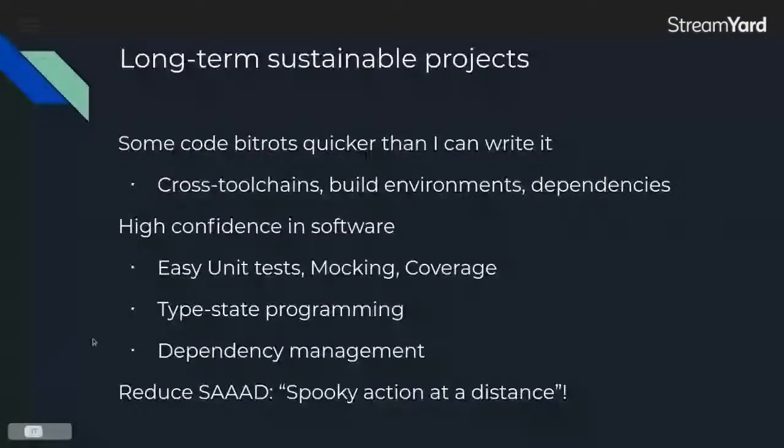So to zoom out again a little bit, as we have been doing, why do this? Why fiddle with these types? Why take this on? Well, in my case, some code just bit rots quicker than I can write it. Especially when there's cross toolchains, vendor tooling, maybe makefiles or build environments. CMake gets out of date, dependencies get out of date. So I just don't even use dependencies. These things happen. And then I want to pick up a project again, but first I have to fix all the stuff I've already done, and it just becomes this messy and difficult thing to get running again.